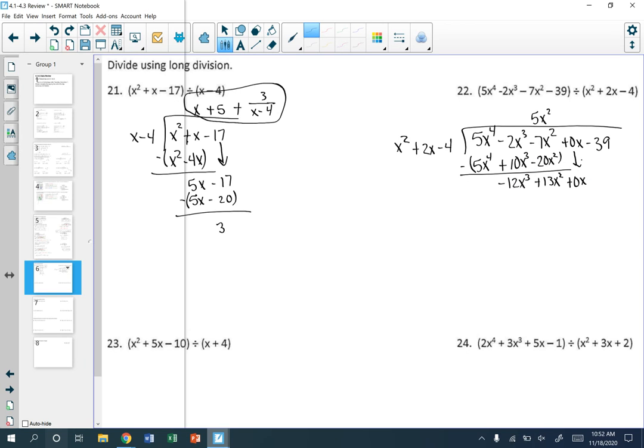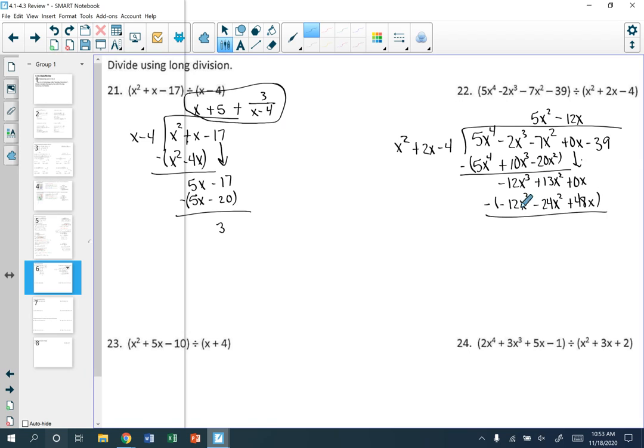Okay, now I need to get to negative 12x cubed, so I'm going to multiply by negative 12x. Negative 12x times x squared gives me negative 12x cubed, minus 24x squared, plus 48x. Now I need to subtract all of those.